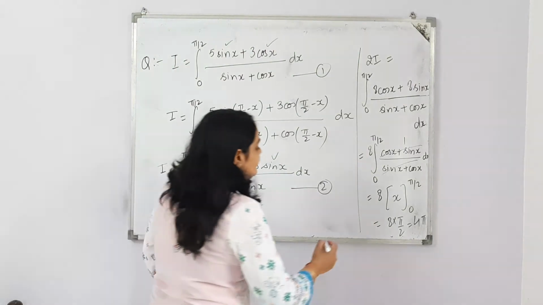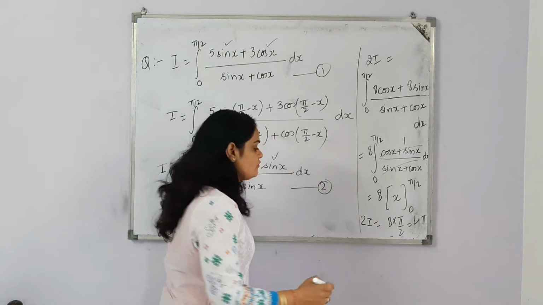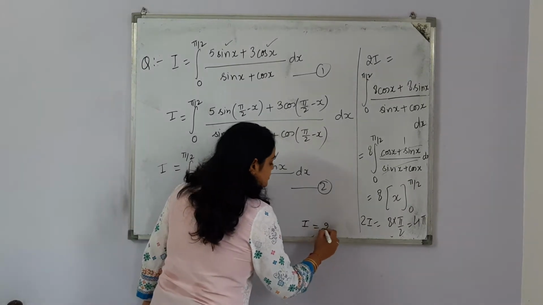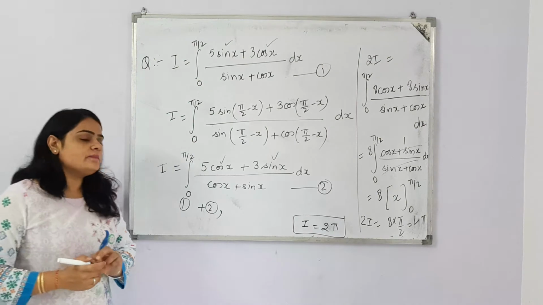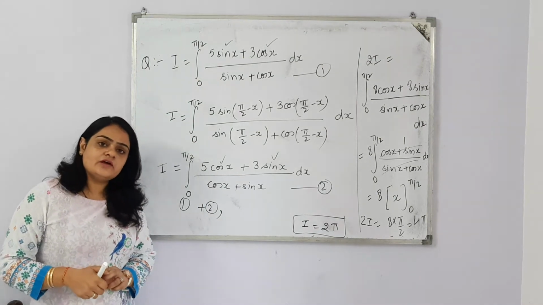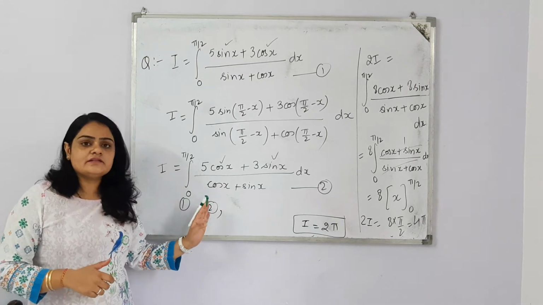Okay, this is the value of 2I. 2I is equal to 4 pi, so I is equal to 2 pi. So I hope this property is clear. Now you can easily apply the property in the questions and get the answer easily.